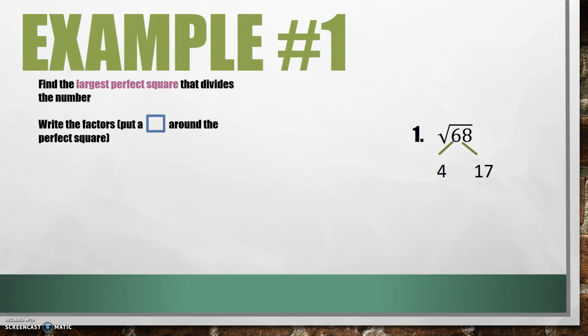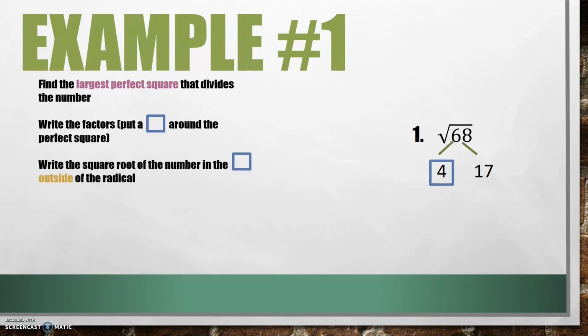And so what I'm going to do is put a box around the 4, to indicate this perfect square. Now our next step is to write the square root of the number that's in the box outside of the radical. So the square root of 4 is 2. So I'm going to write that first. And the leftover number 17 is going to stay inside the radical. So the square root of 68 will simplify to 2 square root of 17.